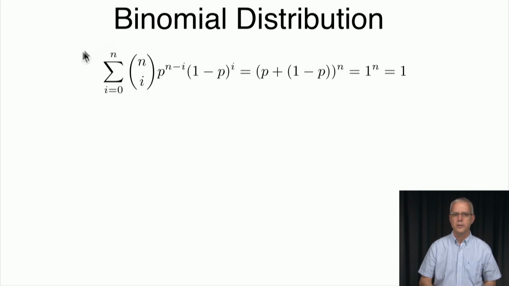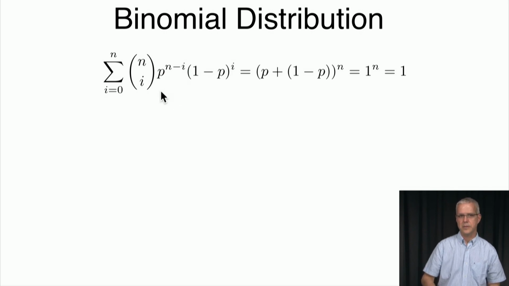Okay. The last application of the binomial theorem that I want to mention is for the binomial distribution. We'll talk about the binomial distribution in a few lectures from now, but for now I just want to state the identity that will explain what will happen when we talk about this distribution. So, let's look at this summation from i going from 0 to n of n choose i, p to the n minus i times 1 minus p to the i, where p is any number between 0 and 1.